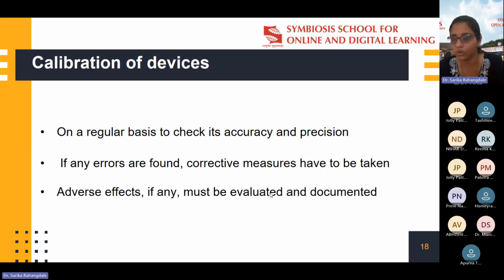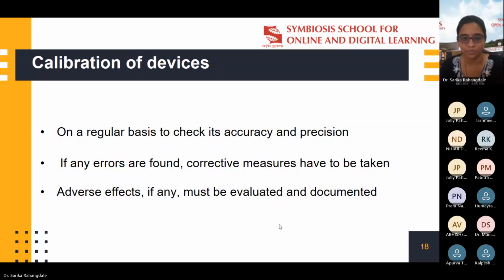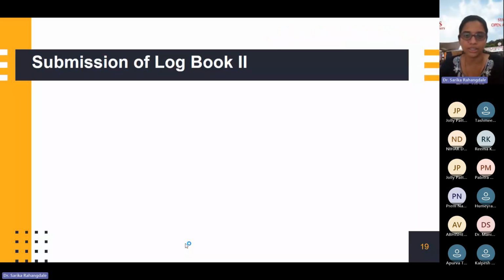Logbook 2 has two components. Just now we talked about the biomedical engineering department, and the first is hospital infection control. Under the biomedical engineering department, we talked about the purchase, installation, commissioning and acceptance of that particular equipment. Later we talked about maintenance, calibration, and then the equipment audit. Under these headings, you have to do the observations for the logbook.